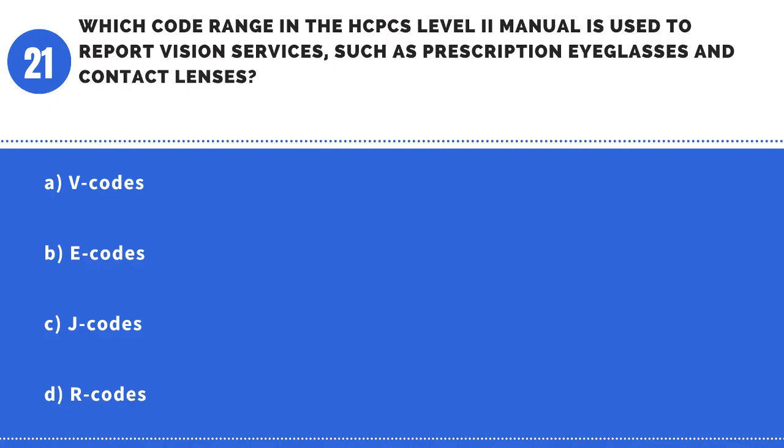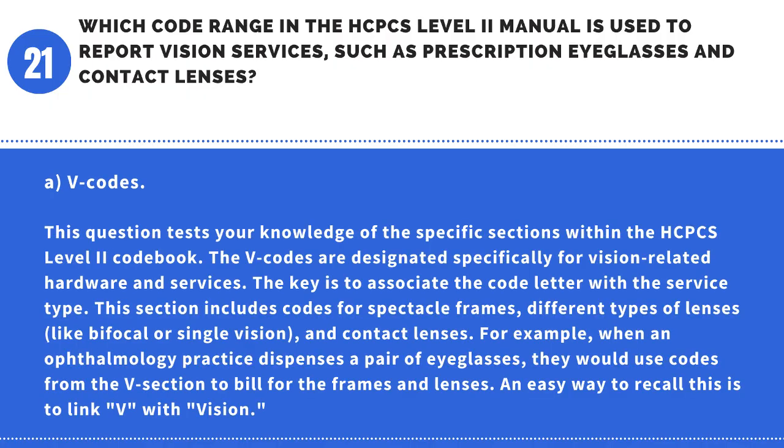V codes. B. E codes. C. J codes. D. R codes. Answer: A. V codes. This question tests your knowledge of the specific sections within the HCPCS Level 2 codebook. The V codes are designated specifically for vision-related hardware and services. The key is to associate the code letter with the service type.